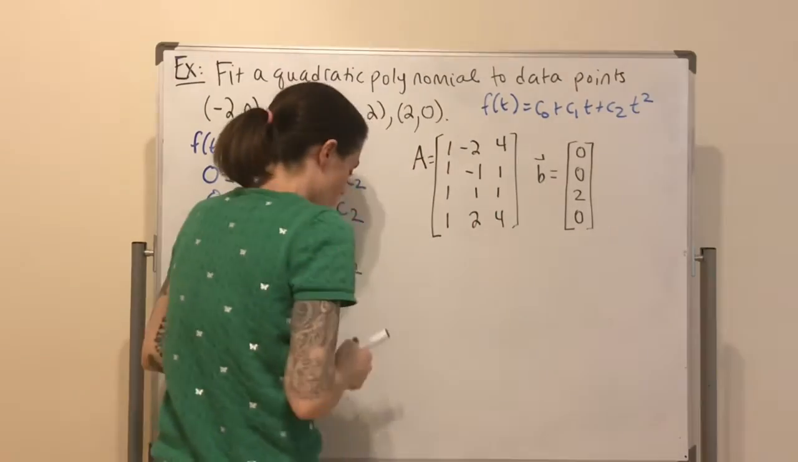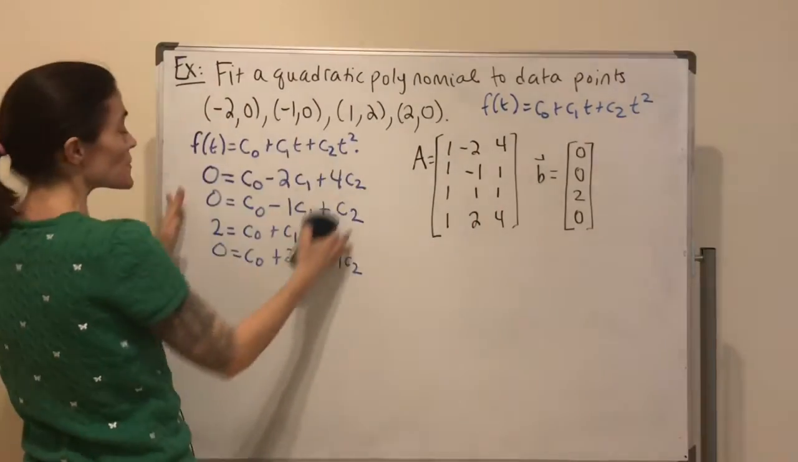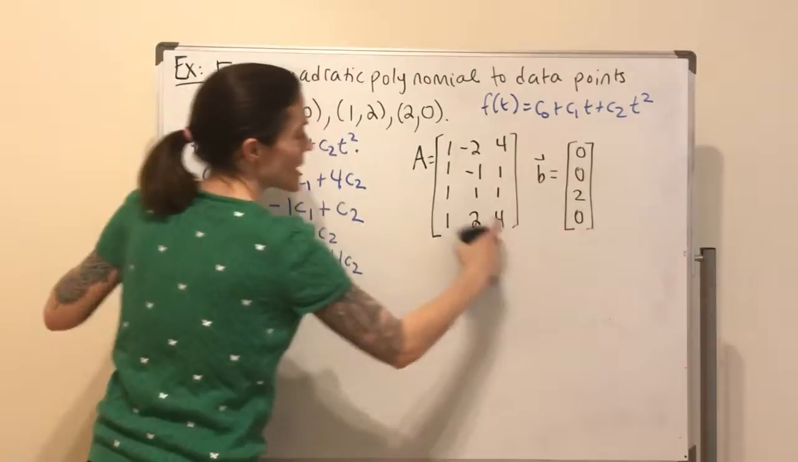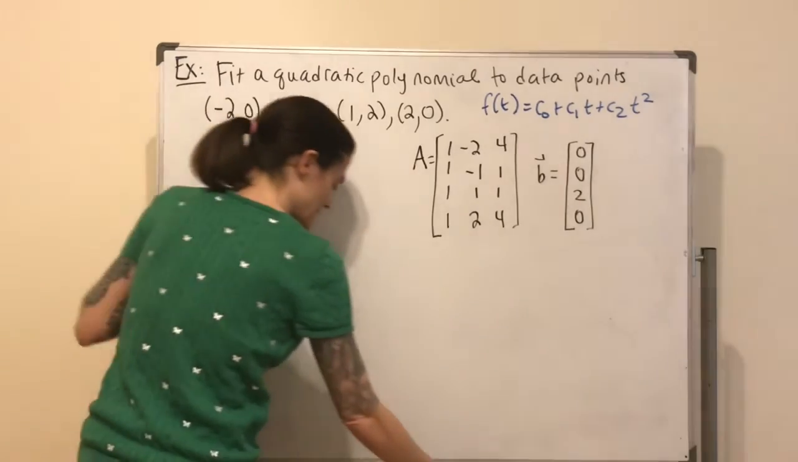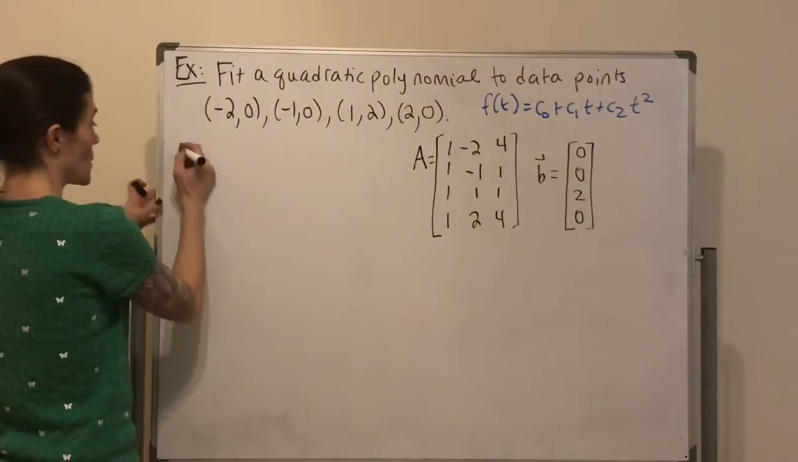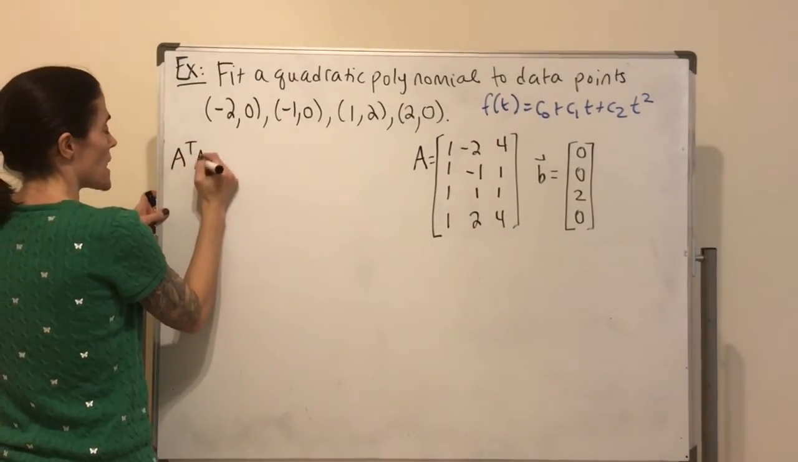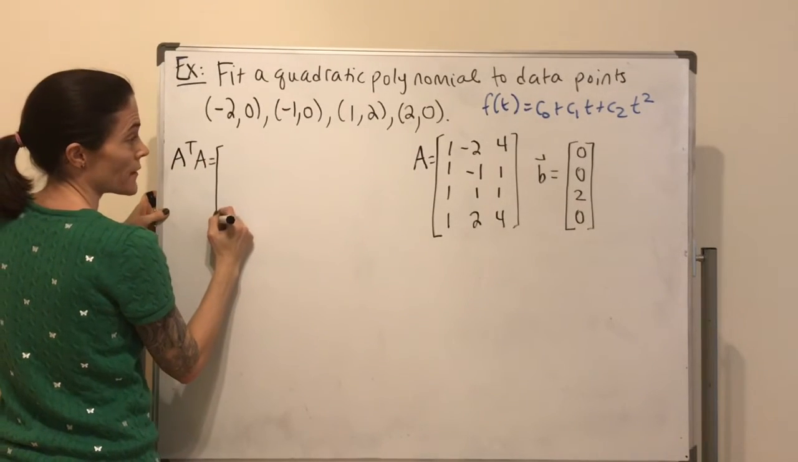And then I'm going to erase this part in blue because I have all of the information already written on the board. Very nice. Now we get started. A transpose A. This is going to be a pretty one.